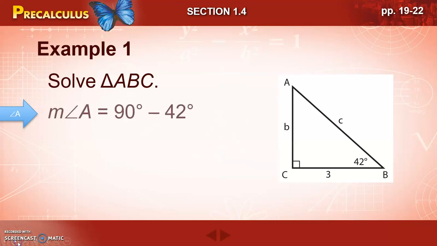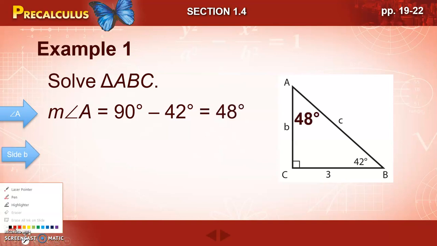So let's start with angle A. Angle A, we know that a triangle adds up to 180 degrees. Our right triangle, our right angle here is 90. That means the other two angles have to add up to 90. So 90 minus 42 gives us 48 degrees. And we have figured out angle A. Not so bad, right?